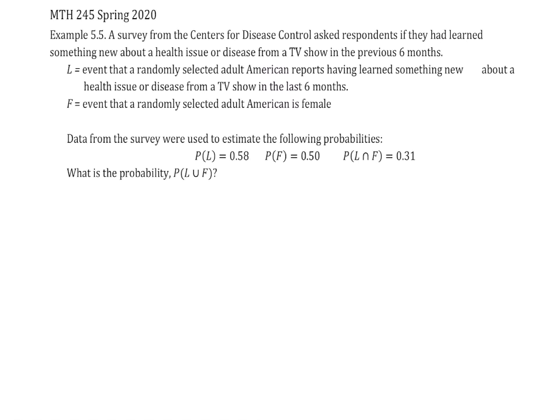And then we're also going to let F be the event that a randomly selected adult American is female. So we know that the probability that they had learned something from TV was 0.58. We know that the probability of female is 0.5, so they had the same number of males and females. And we know the probability that they were both having learned something from TV and female is 0.31. How would we figure out the probability of L or F? So how do we tackle a question like this?